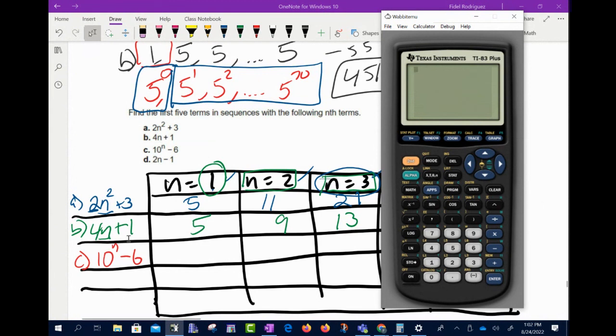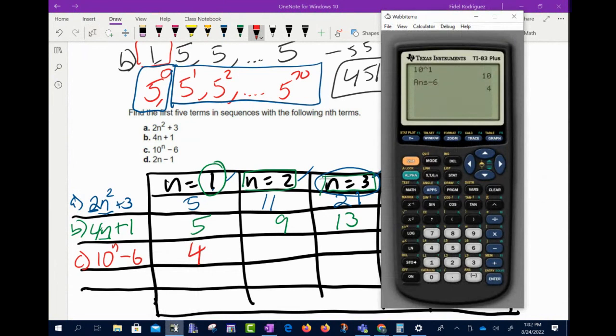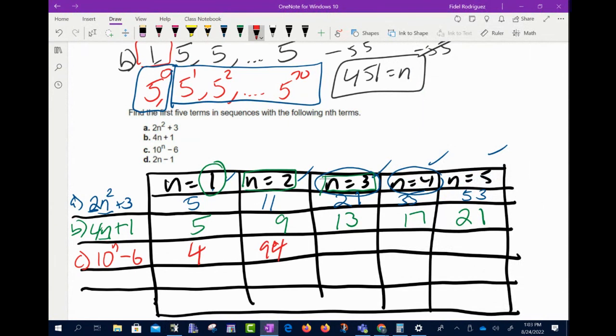But I'm going to use my calculator here. So remember what I'm doing, 10 to each of these powers. Look, 10 to the power of 1 equals 10. Now, what am I doing after that? I'm subtracting 6, so 10 minus 6 is 4. So the first number here, y'all, is 4. I'm going to do it again, but now 10 to the power of 2 minus 6 equals 94, okay?